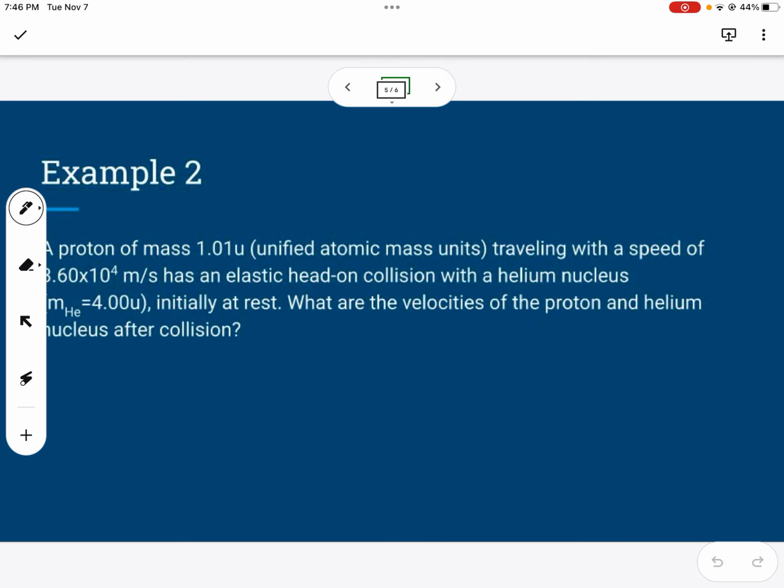All right, second example. So this one's kind of cool because now we're dealing with chemistry a little bit. We're dealing with protons, electrons a little bit. That's really fun. And we're using this entirely different unit of mass. So a proton of mass 1.01 U, or unified atomic mass units, is traveling at this really, really fast speed. It collides head-on with a helium nucleus, and they're giving us the mass of that, which is initially at rest. So I have a couple of givens here.